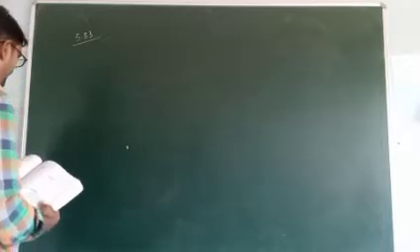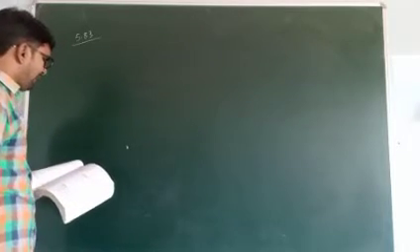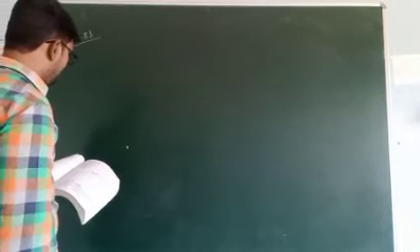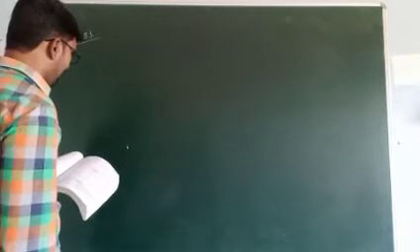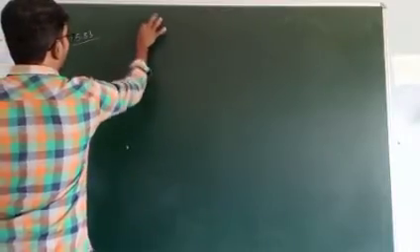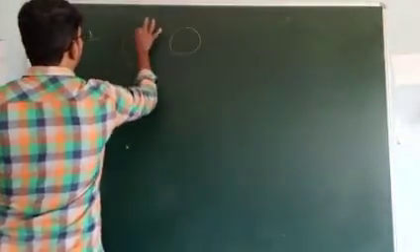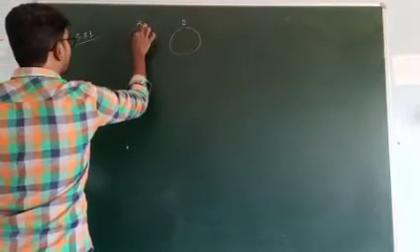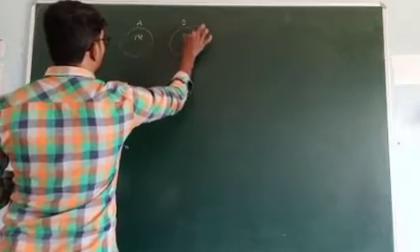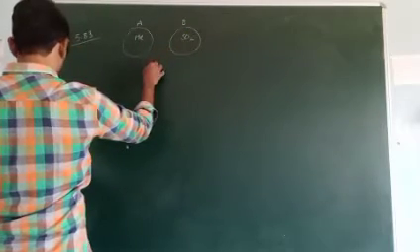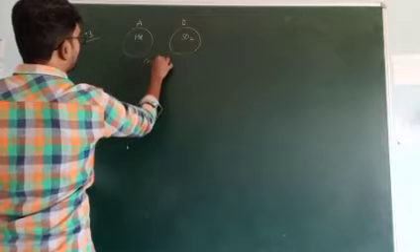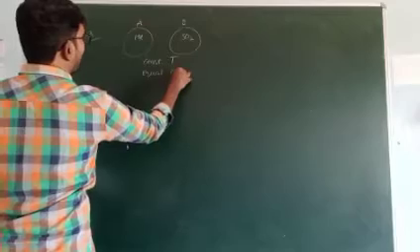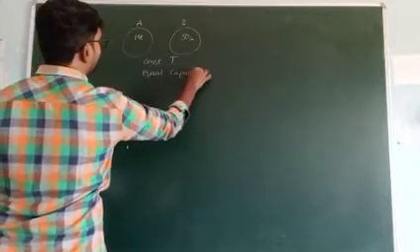Next one, 5.83. Two bulbs A and B of equal capacity are filled with He and SO2 respectively at the same temperature. This is one bulb, this is another bulb. This bulb is A, this bulb is B. This bulb is filled with He, this bulb is filled with SO2, and the temperature is constant. Equal capacity means volume is also the same.